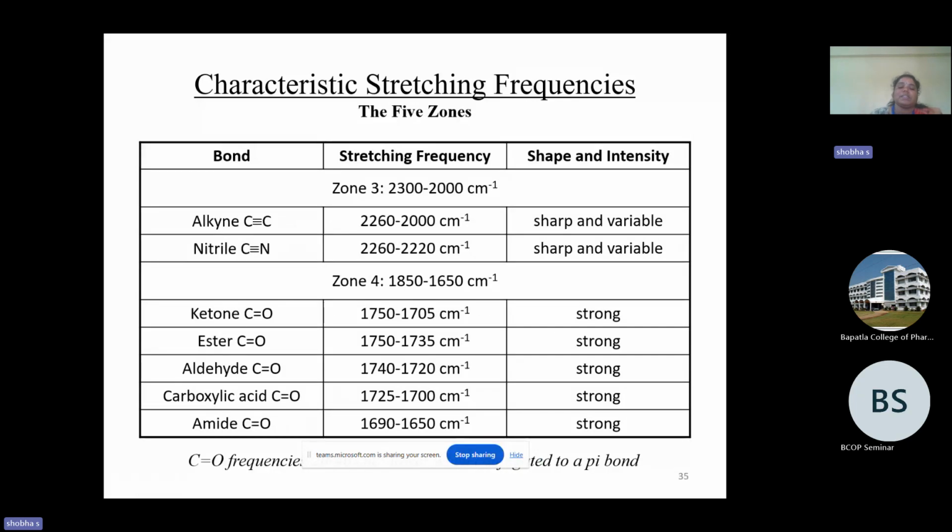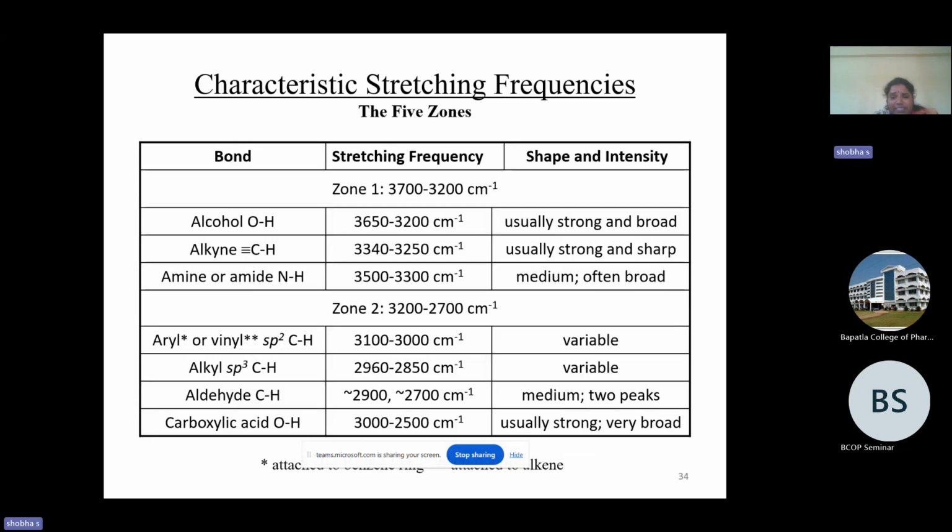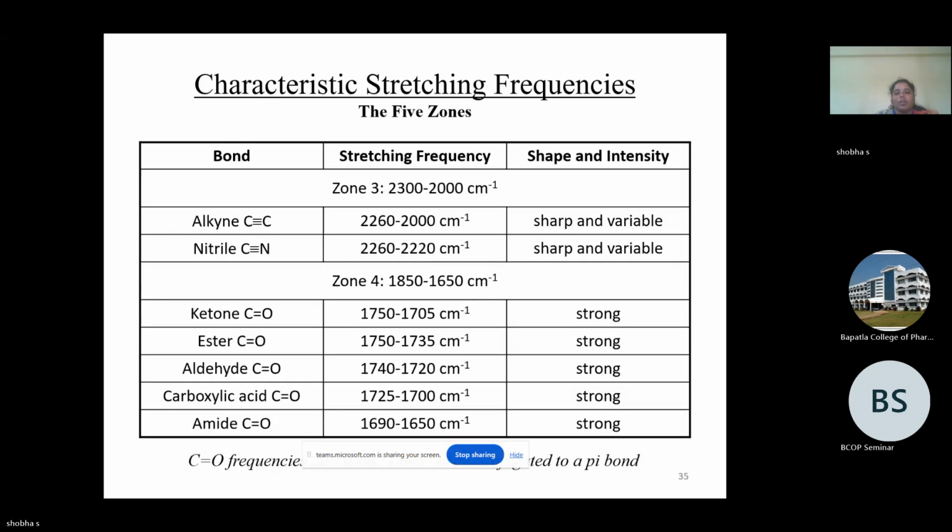So whenever we see a structure having the carboxyl group, we need to see both regions. In zone 4, we need to expect C double bond O, and in zone 2, we need to see the broad peak which appears between 3000 to 2500. For amide also, we have the peak at 1690 to 1650 cm inverse. Frequency we represent in the form of wave number; that's why we give this unit as centimeter inverse.